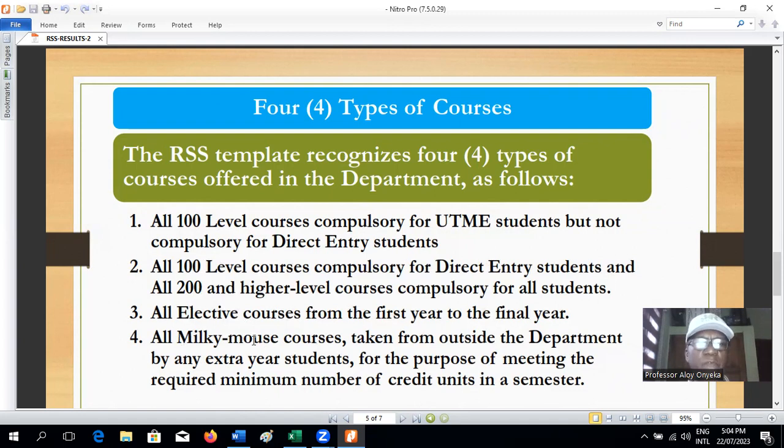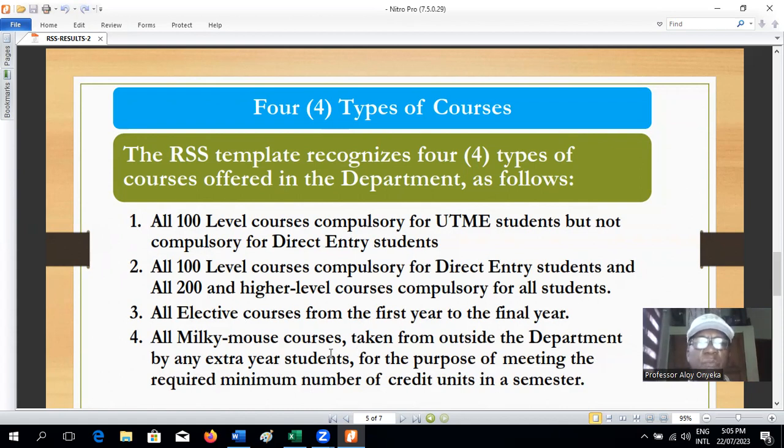Finally, we have what we call the Mickey Mouse courses. These are courses that are taken outside the department by any extra year students, especially for the purpose of meeting the minimum required number of credit units in a semester. These are for extra year students.